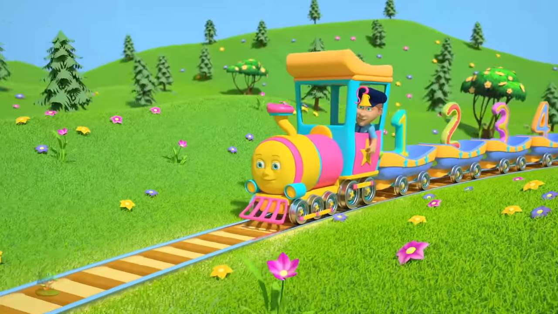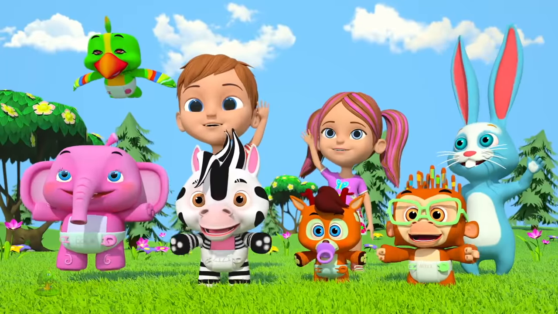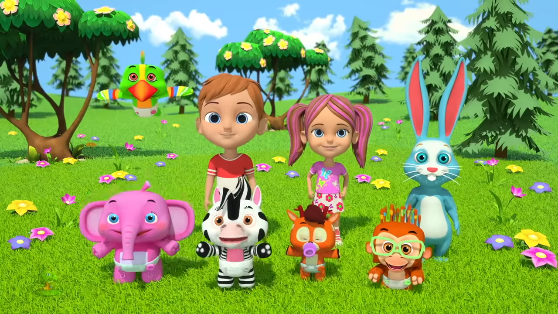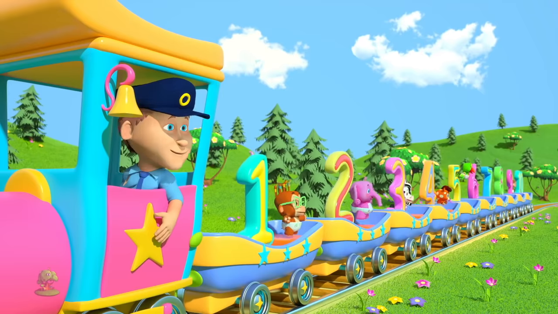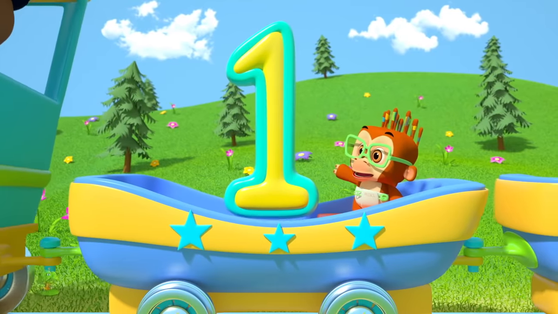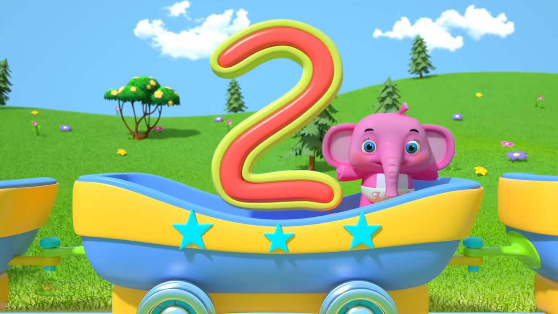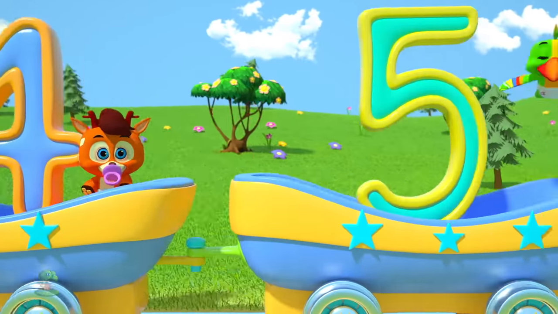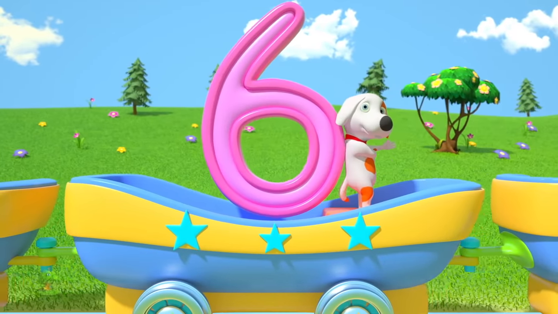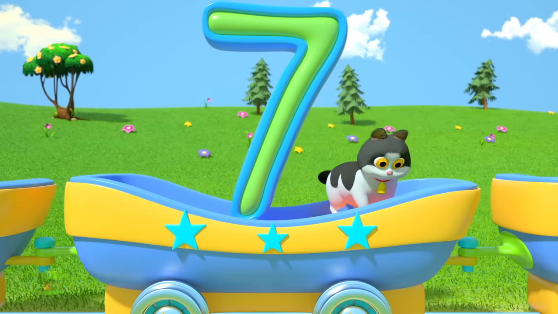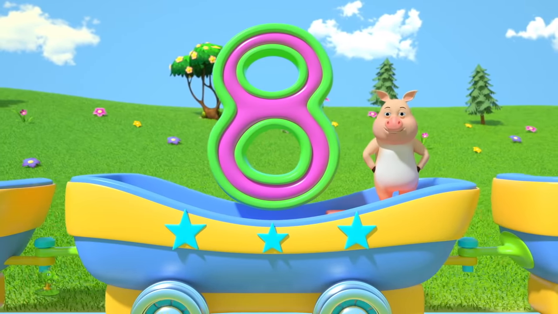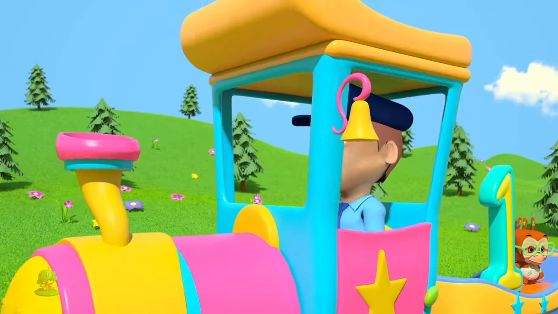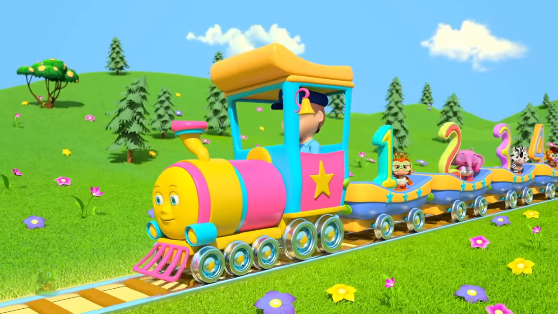Hey everyone, let's get on the train. We're gonna count together from 1 to 10. One, two, three, four, five, six, seven, eight, nine, 10. Let's count again.